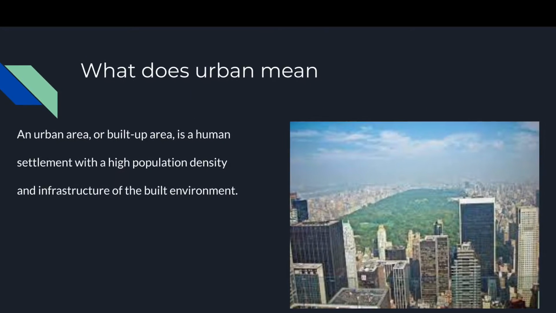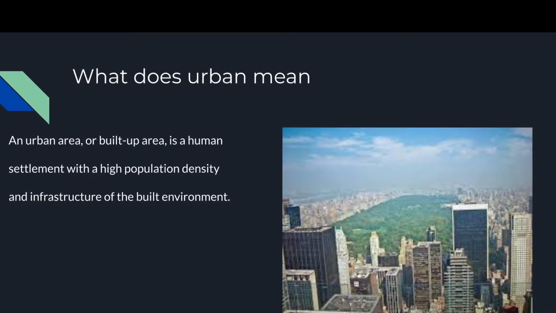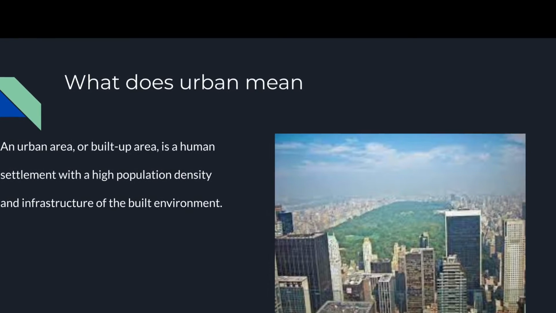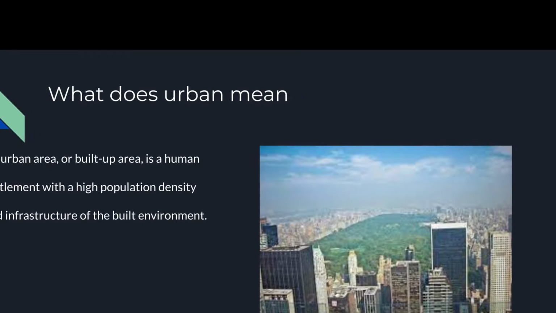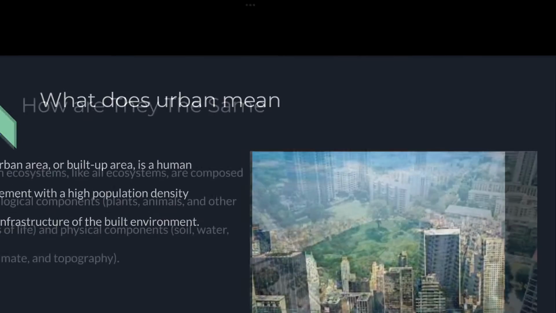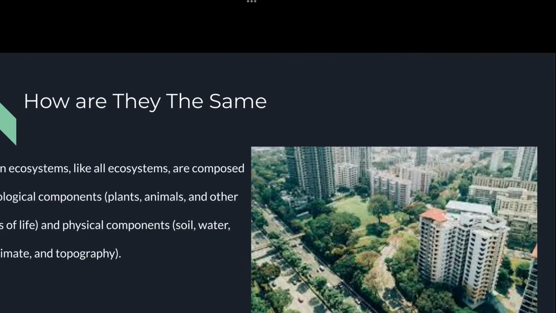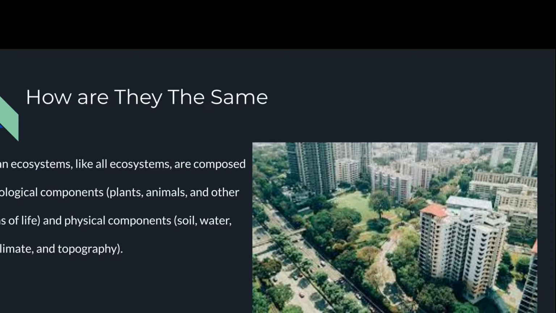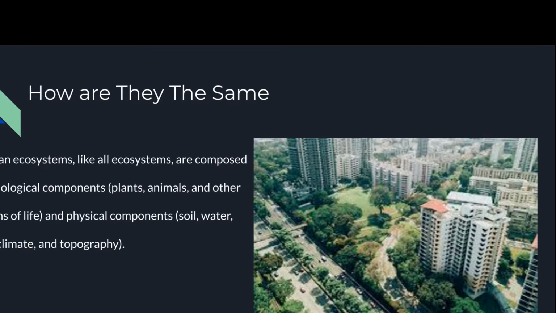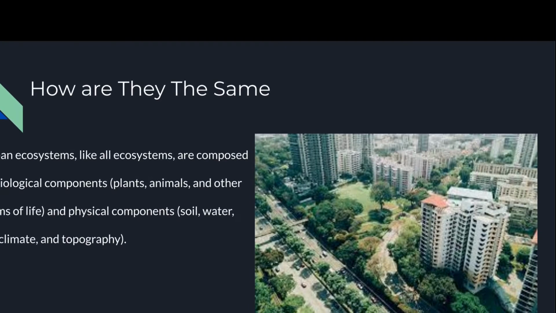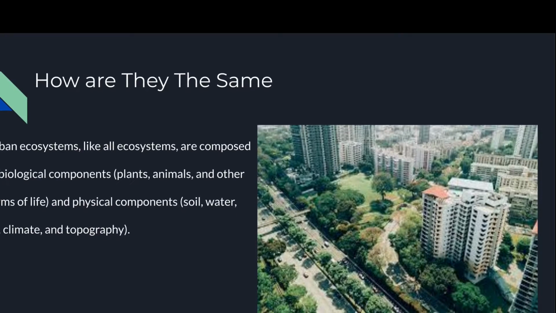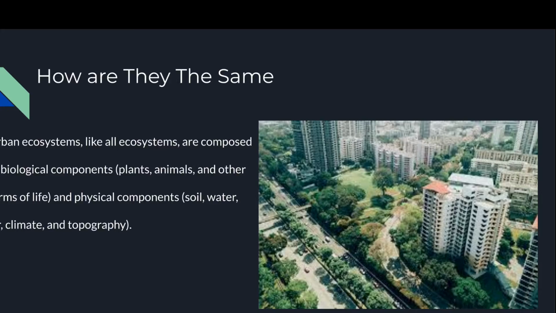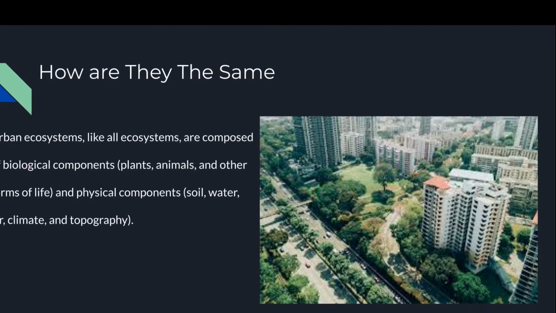An urban area, or a built-up area, is a human settlement with a high population density and infrastructure making up most of its built environment. Urban ecosystems, like all ecosystems, are composed of biological components. These include plants, animals, and other forms of life, as well as physical components. These include soil, water, air, climate, and topography.